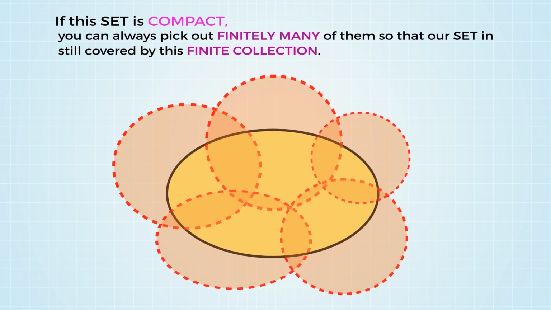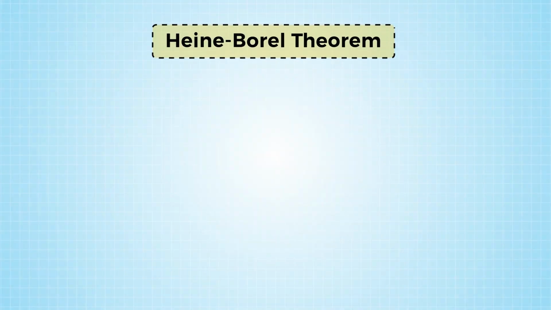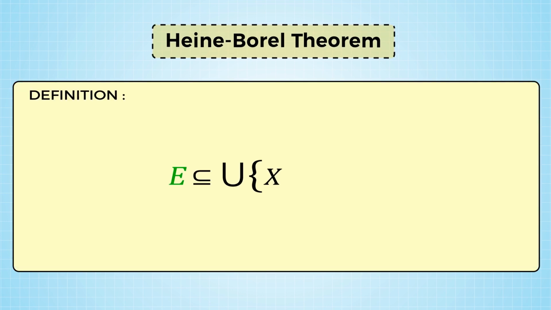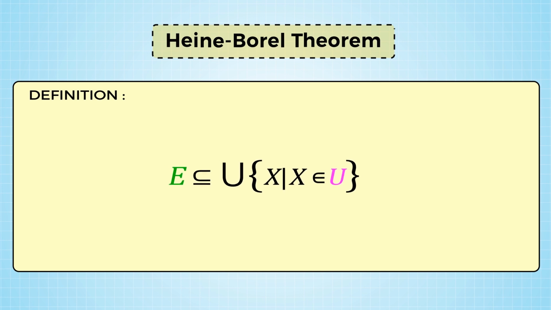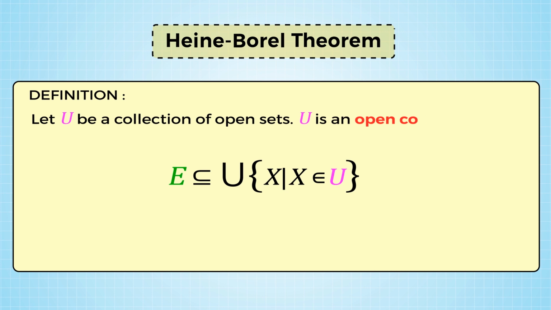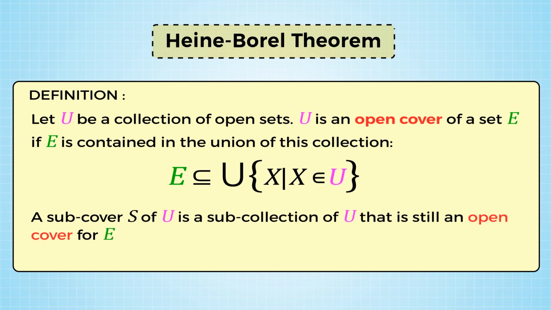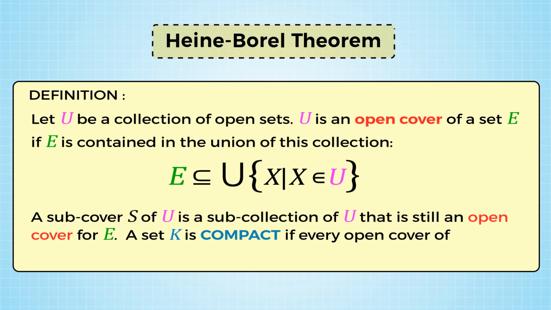Let's make this into a formal definition. Definition. Let U be a collection of open sets. We say that U is an open cover of a set E if E is contained in the union of this collection. A subcover S of U is a subcollection of U that is still an open cover for E. A set K is compact if every open cover of K has a finite subcover.